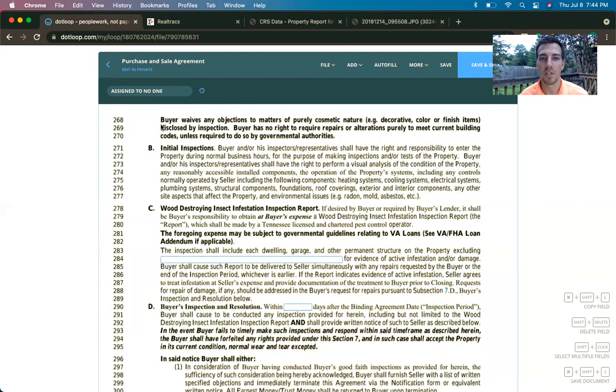Initial inspections: buyer and/or his representatives shall have the right and responsibility to enter the property during normal business hours. So please just keep that in mind. Sellers do have families, they have pets, so don't ask for inspections at 8 o'clock at night, 7:30 at night. Normal business hours.